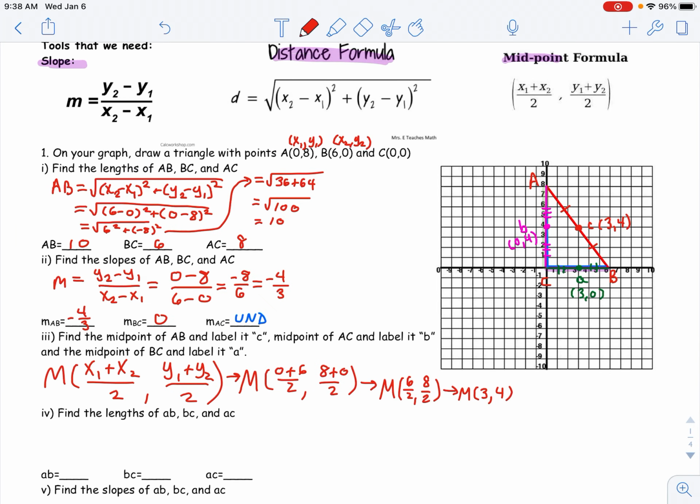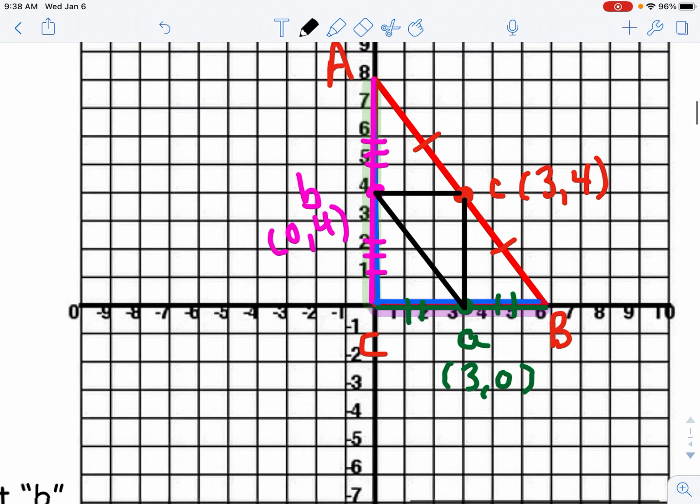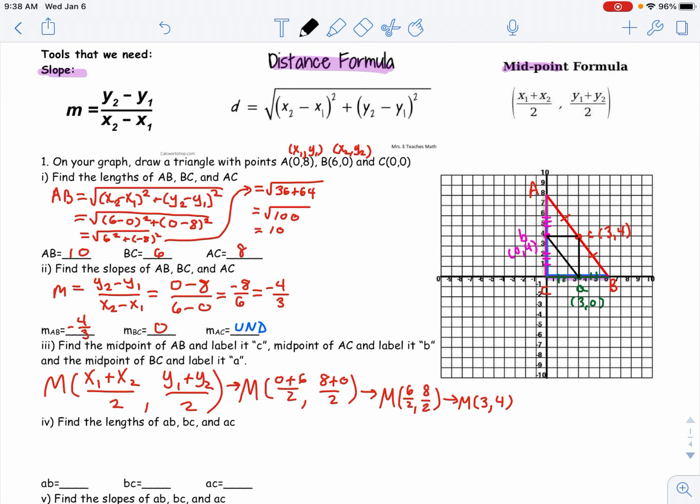All right, so this is great. This is almost a review of the year itself. We've reviewed distance formula, slope formula, midpoint formula. Now watch this. This is really important. We're going to connect all these points and create the mid-segments that we need. Bloop, bloop, bloop. All right, so we just created all the mid-segments.